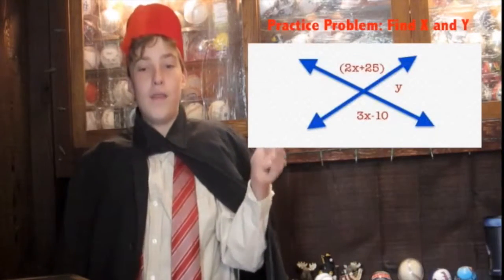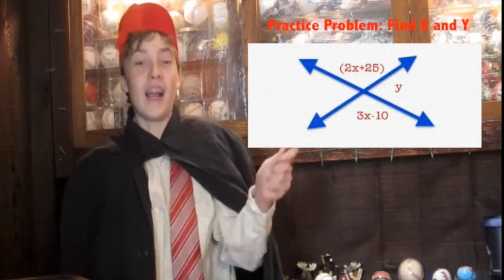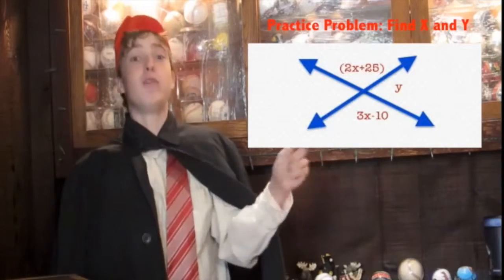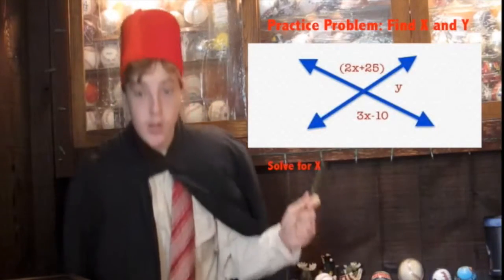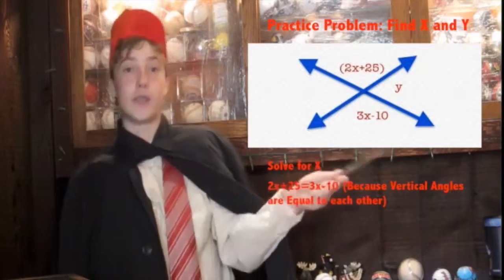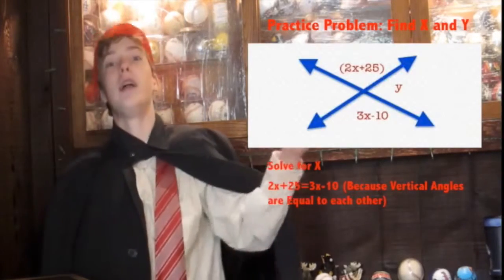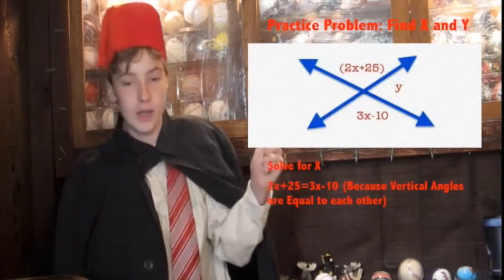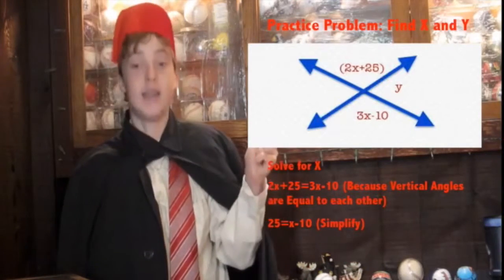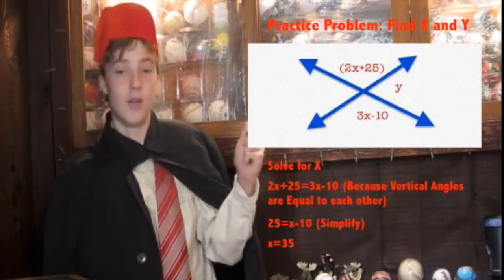We're going to do a practice problem about angle relationships. In this problem, we are going to find x and y. First, we are going to solve for x. 2x plus 25 equals 3x minus 10 because vertical angles are congruent and equal to each other. 25 equals x minus 10, we simplify, and then x equals 35.